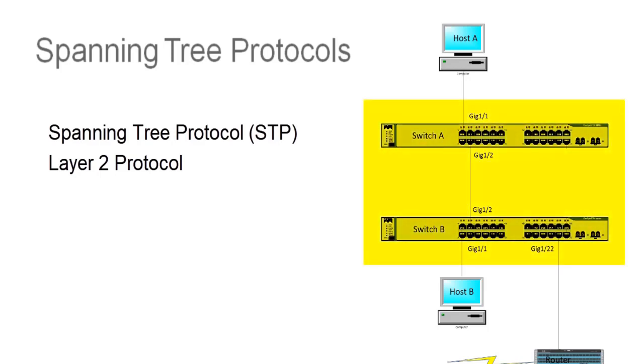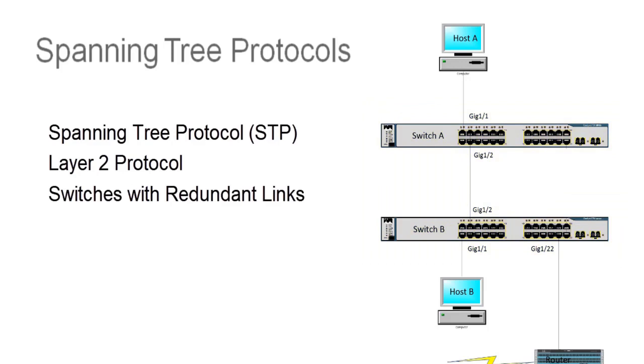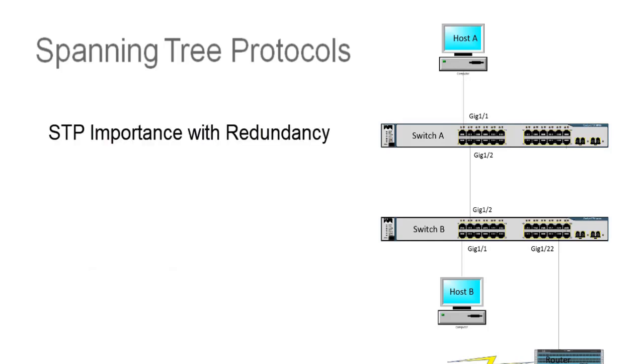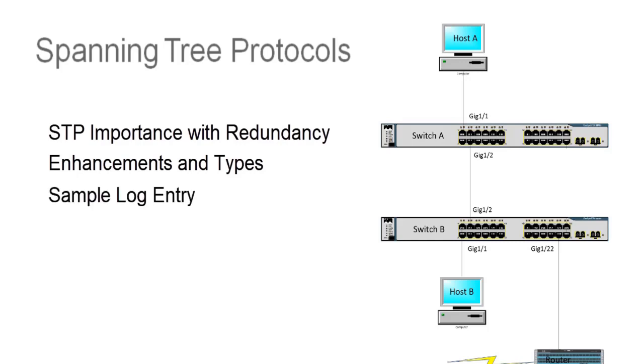In this topic, we'll begin with a discussion of how switches that have redundant links update their MAC address table and resolve issues with the loop formation. We'll then look at the importance of STP in redundant networks. We'll also look at the enhancements of STP and various types of STP. And at the end, we'll look at a sample log entry that the security analyst can use to help identify or correlate attacks on the network that might affect Spanning Tree.